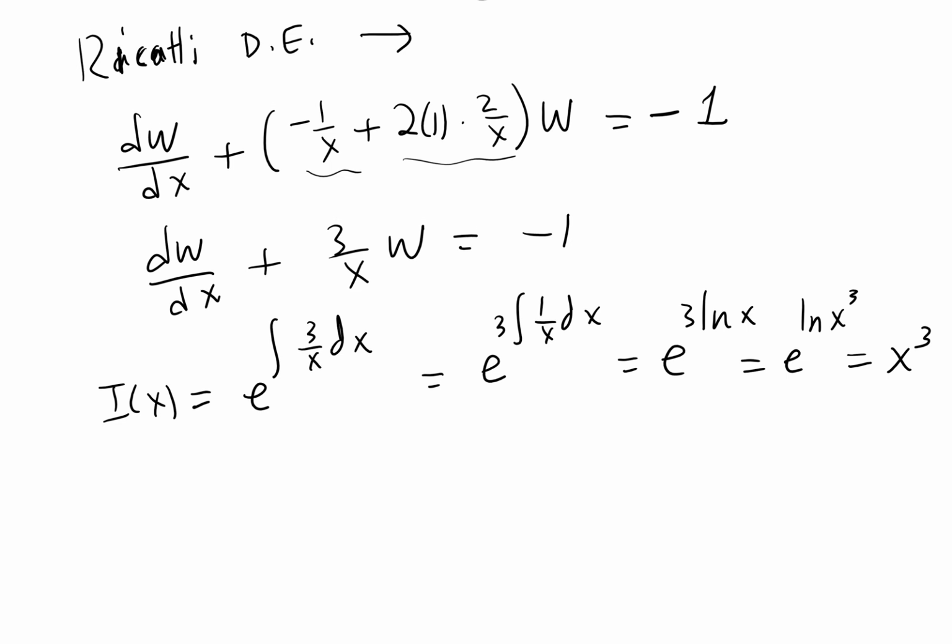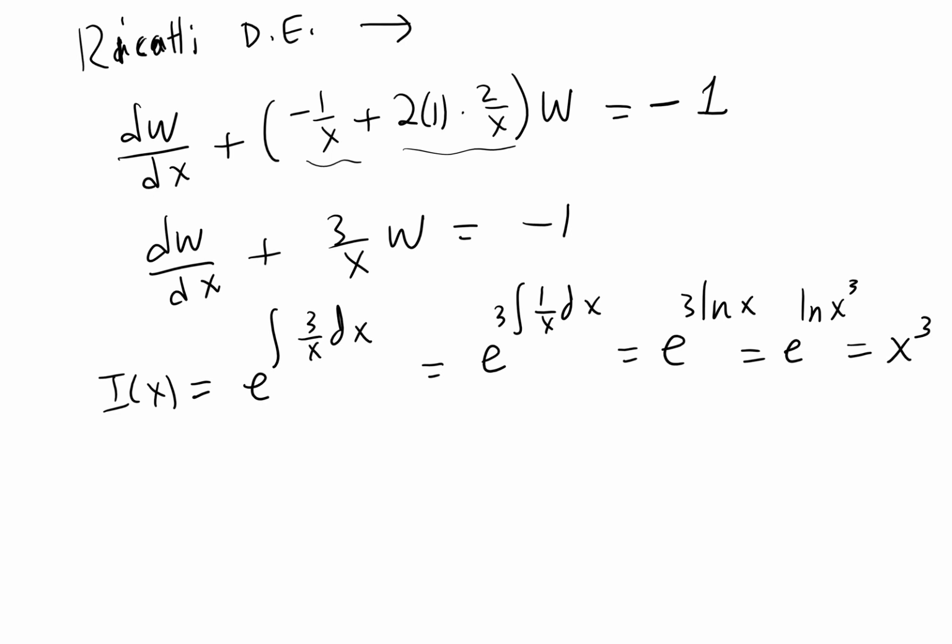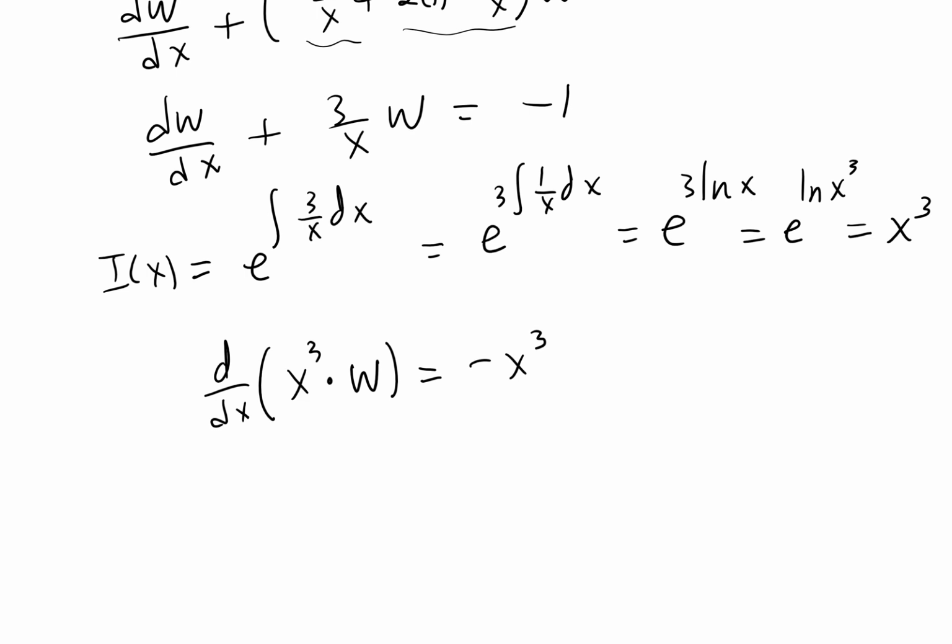After we got that, if you remember, d/dx of the integrating factor x cubed times w is equal to what? Negative x cubed. Integrating both sides, x cubed w is negative x to the fourth over 4 plus c.